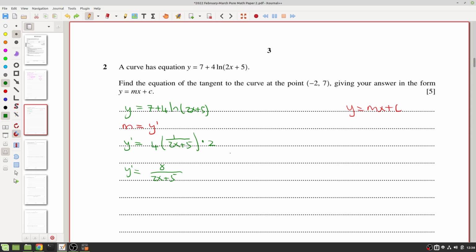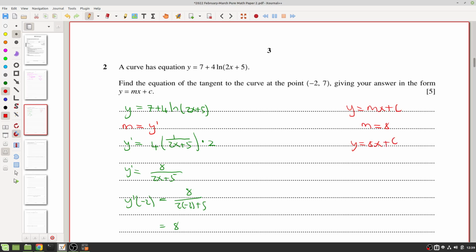So the gradient at that point. So we're going to say the gradient when x is negative 2 is equal to 8 over 2 times negative 2 plus 5. That gives us 8 over 1, which is 8. Okay, so that means our gradient is 8. So far we have y equals 8x plus c.